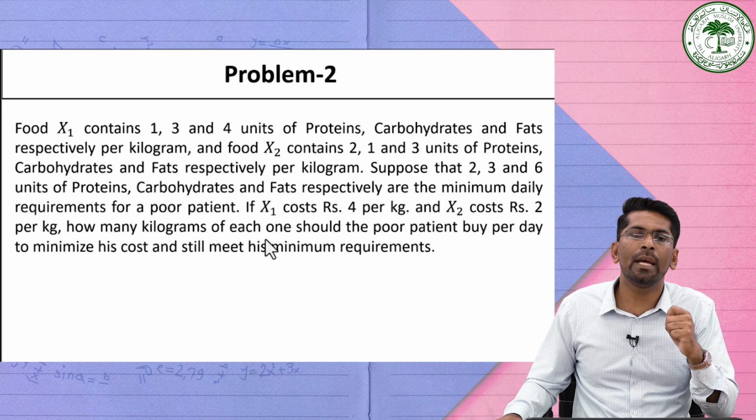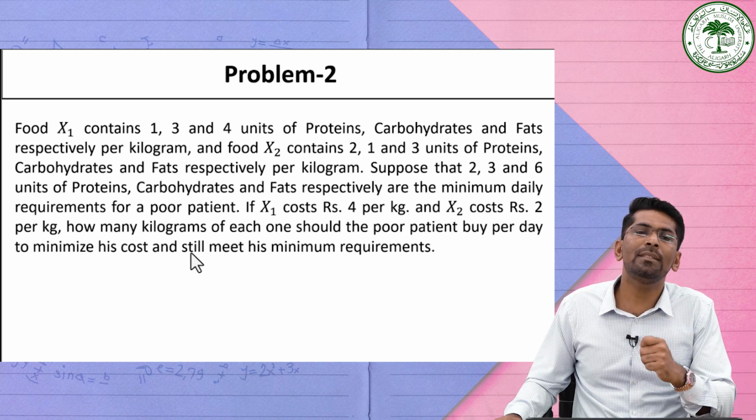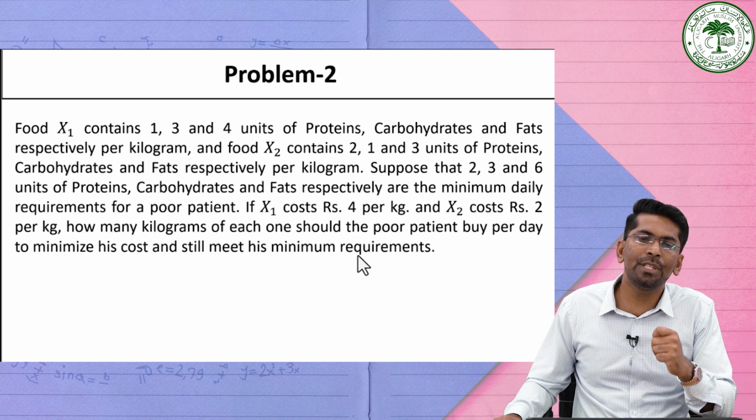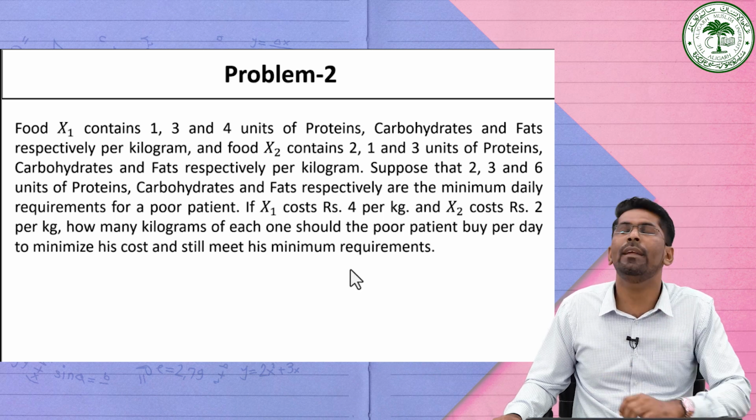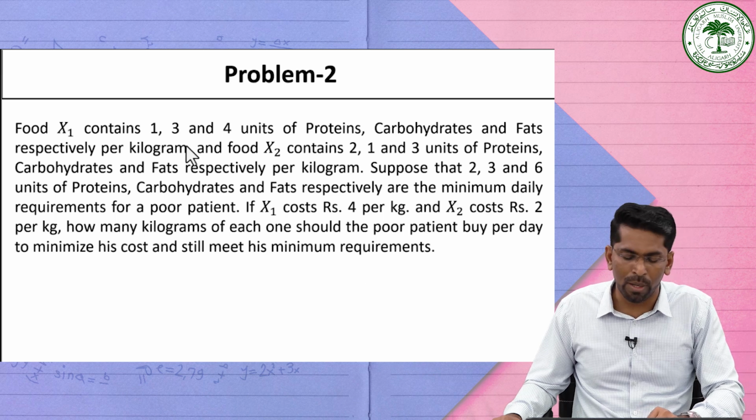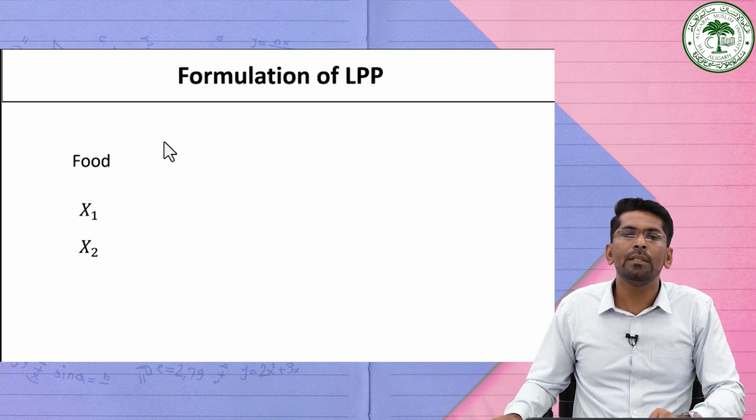Now our problem is how many kilograms of each one the poor patient should buy per day to minimize his cost and still meet the minimum requirements. So here we want to formulate a linear programming problem. With the given problem, first we are going to identify the variables.